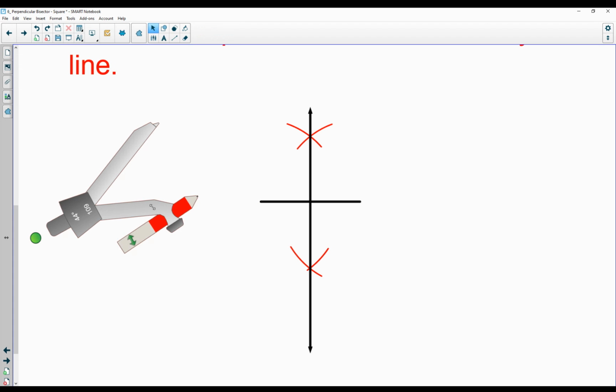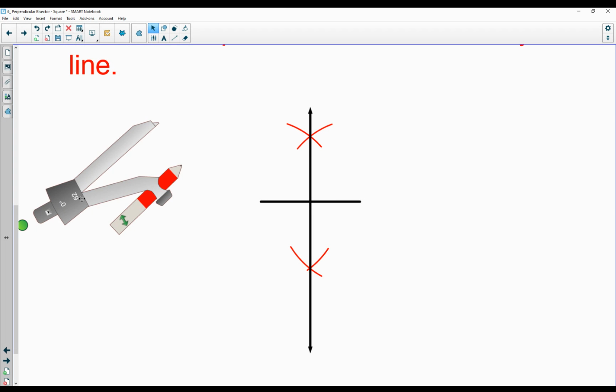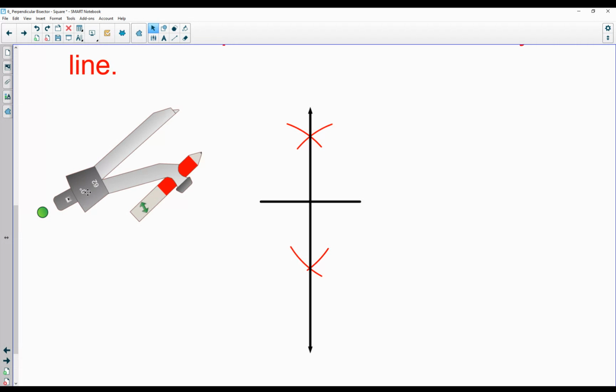Okay. And from here, you can mark up a whole lot. You can put in your midpoint. You could show the pieces are equal. You could add right angles. There's a lot that you can do. Okay, so that's the perpendicular bisector.